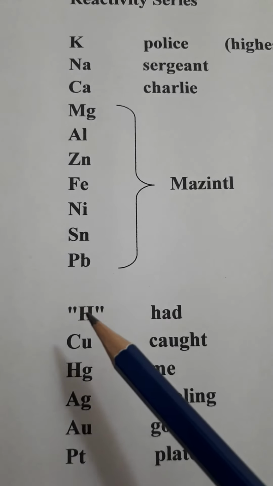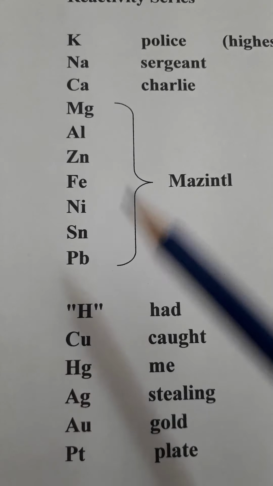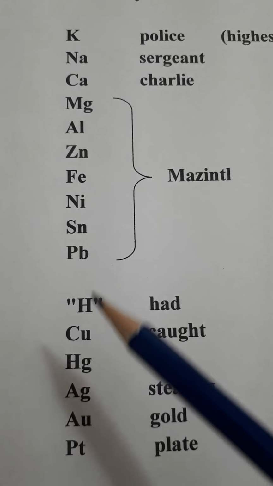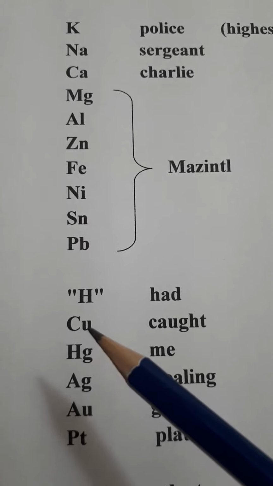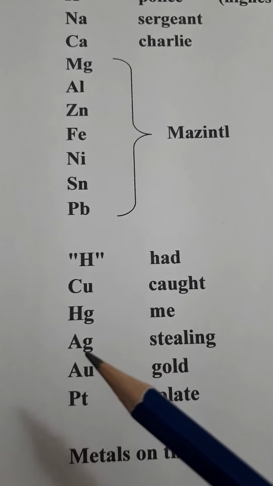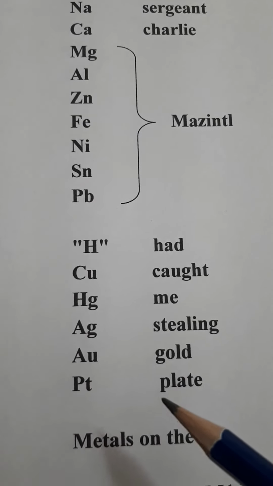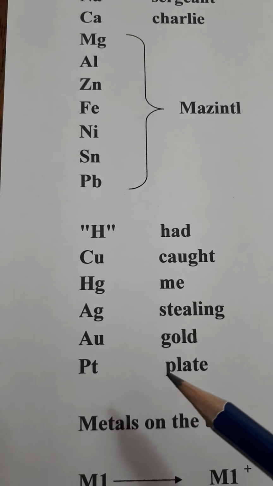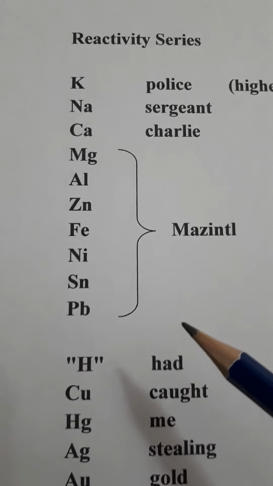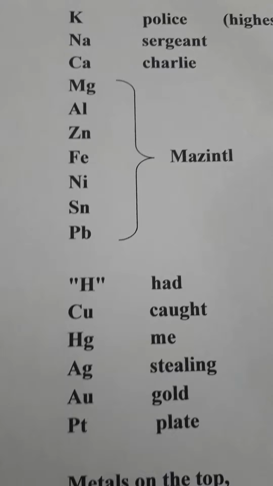Had. H is special because H is not a metal, but still it is getting involved in this type of reaction. Therefore, H is also shown in this series. Caught, copper; me, mercury; stealing, silver; gold, Au; plate, platinum. So the mnemonic is Police Sergeant Charlie Masenthal had caught me stealing a gold plate.